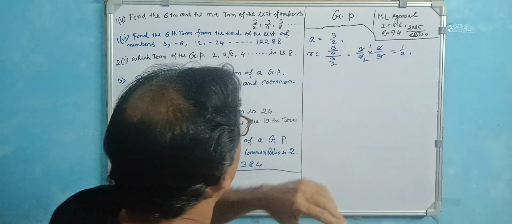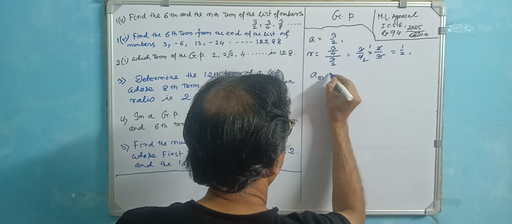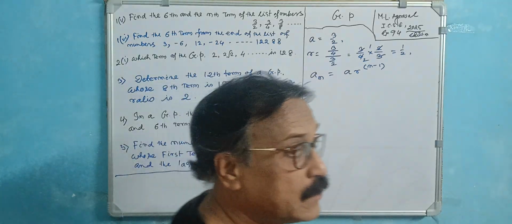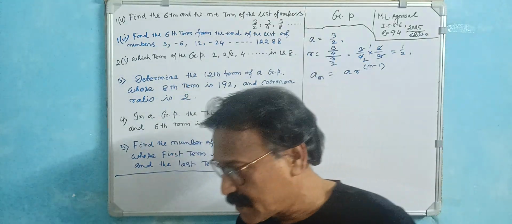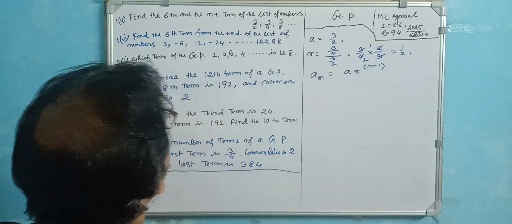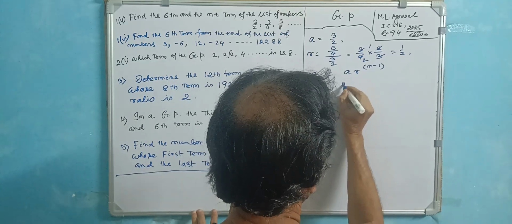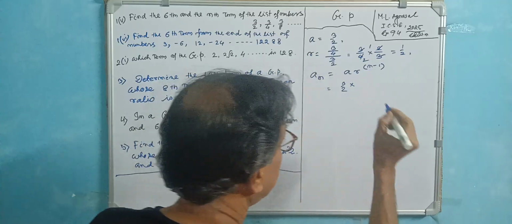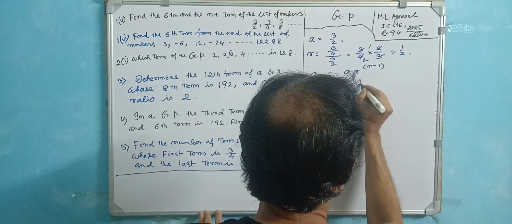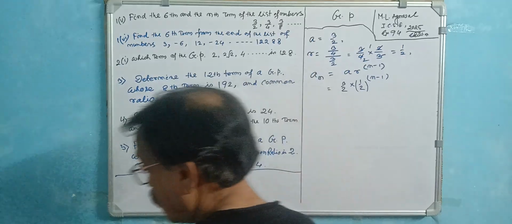Now the general formula. This is the nth term: a_n is equal to A R to the power n minus 1. This is the general formula of the GP series, which you already know. Just put the values. Here A is 3 by 2, and the idea of exponents is very important in the calculation. R is half, and the power is n minus 1.